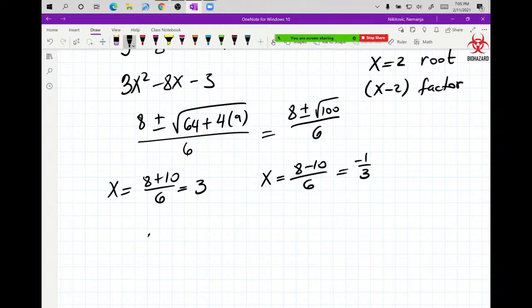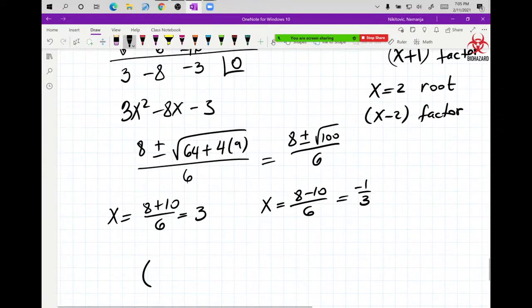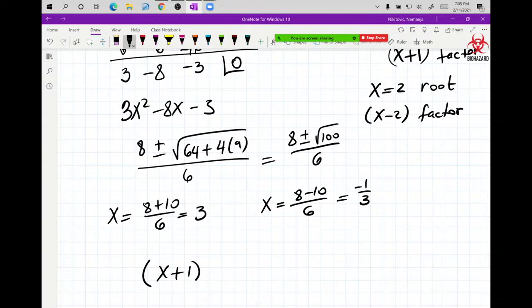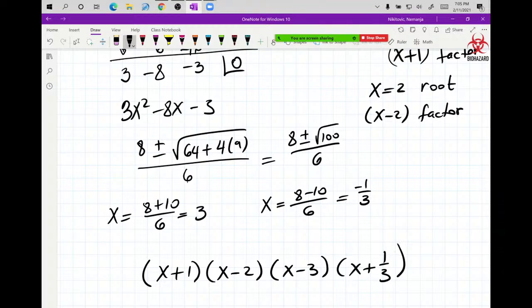So I have a factor x plus 1. I have a factor x minus 2. I have a factor x minus 3. And I have a factor x plus 1/3. There you go.